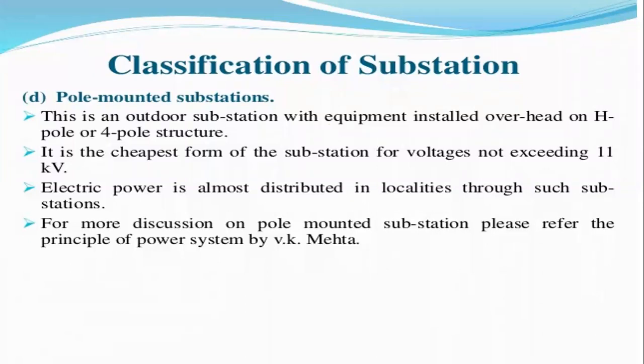Therefore, electrical power is almost always distributed in localities through such substations. Pole mounted substations are very simple and cheap for voltages not exceeding 11 to 33 kilovolts. Beyond those voltage levels, the pole mounted substation is not economical. They are only suitable up to 11 kilovolts or up to 33 kilovolts.